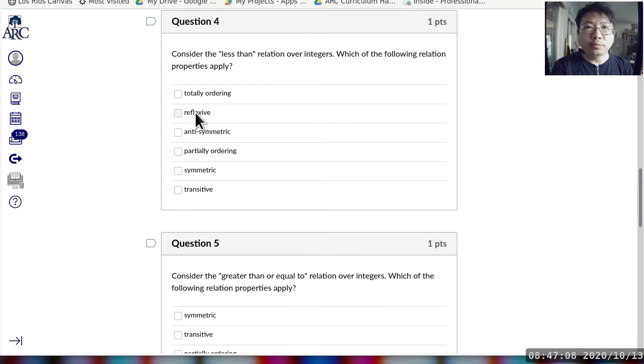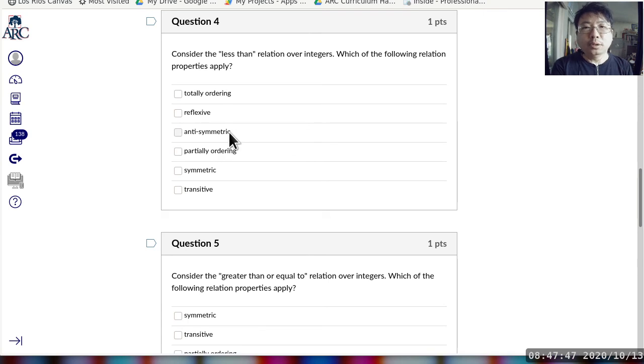So in this case, the first one that we need to consider is reflexive, and the answer is not, okay? An element is not less than itself. You pick any integer, let's say 4, right? Is 4 less than 4? No, okay? So reflexive is false. That automatically means that partially ordered and totally ordered are not true either, because reflexive is needed to be partially ordered, and partially ordered is needed to be totally ordered. So we already know that totally ordered is false, partially ordered is false.